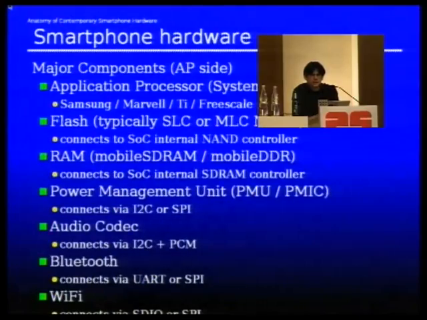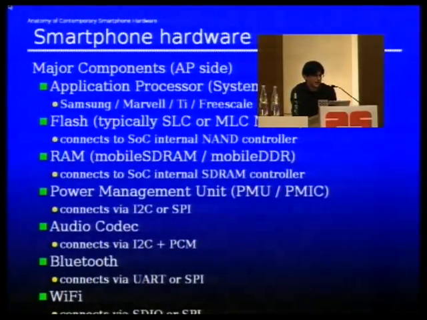PXA was originally the X-Scale design from Intel, which Intel sold to Marvell maybe some 2 or 3 years ago. Samsung has what they call the S3C 24xx and the S3C 64xx, and then they have certain undocumented components which they use in iPhones.